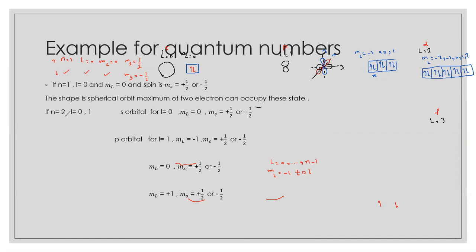Now for n equal to 2, l is from 0 to n minus 1. n minus 1 is 2 minus 1, which is 1. Then l can be 0. I know ml is 0, ms is 1/2 or negative 1/2. When l is 1, ml is going to be, from negative l to positive 1: negative 1, 0, 1. Again, for each of these states, we have 2 electrons, one spin up and one spin down. So that was an example.